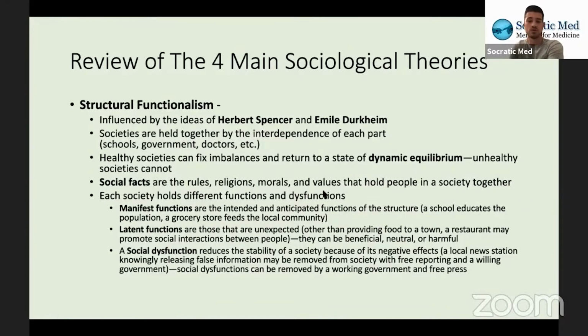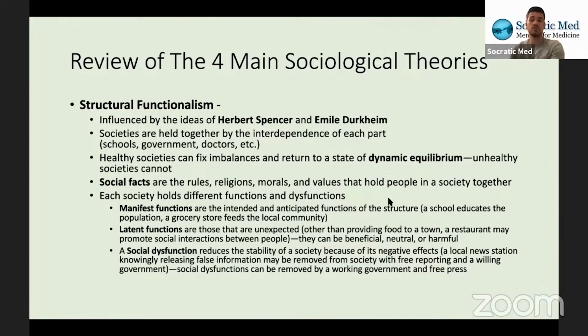Each society holds different functions and dysfunctions. So the different types of functions and dysfunction, we have manifest functions. Those are the intended and anticipated functions of the structure. So that's the job of what we're talking about, the explicit job. A school educates a population, a grocery store feeds the local community, a movie theater provides entertainment. It's just the basic obvious function of anything that we're talking about.